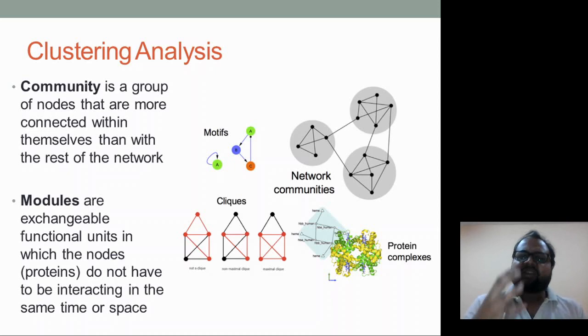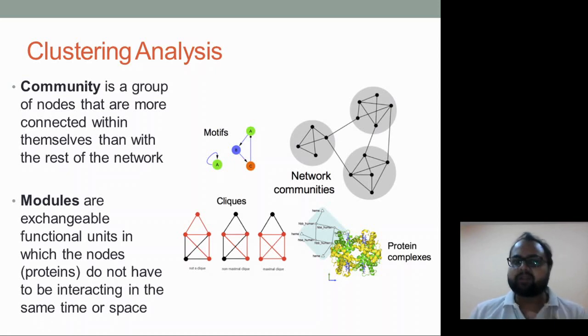Okay, clustering analysis means we focus on that. When we are talking about clusters, there are various types of clusters. So this clustering analysis will tell me what the various clusters are which we are talking about. If you see this, for example, this is one network, this is one network, so this is a cluster, this is a cluster, this is a cluster. This cluster we call a community.